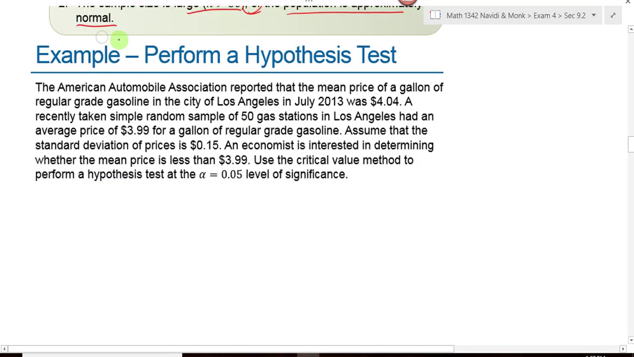There is a typo in this problem. This 399 right here needs to be changed to 404. And I'm sorry I didn't catch that before I uploaded the notes.